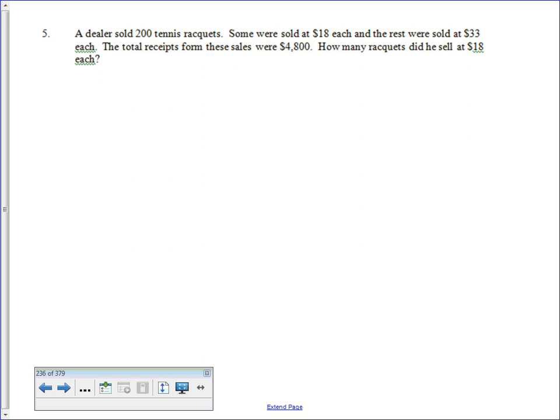A dealer sold 200 tennis rackets. Some are $18 each, and the rest are sold at $33 each. The total receipts from these sales are $4,800. How many did he sell at $18 each?